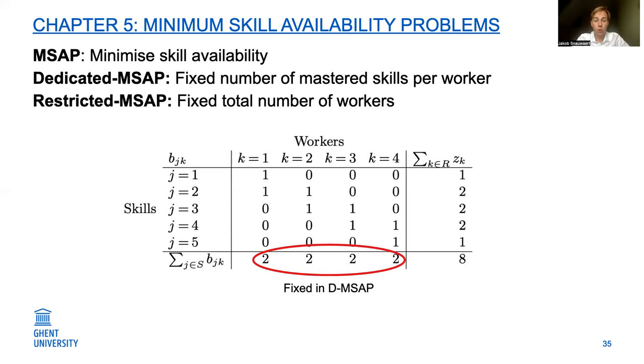And the restricted MSEP looks at the workforce with the minimum number of mastered skills when the number of workers is fixed. So for example, in this case, if we say we want to find a workforce with 4 workers, what is the minimum skills that they can have to feasibly execute all activities? In this case, it is equal to 8.